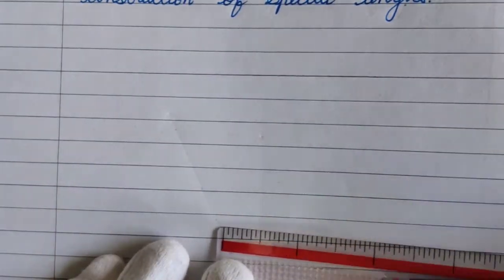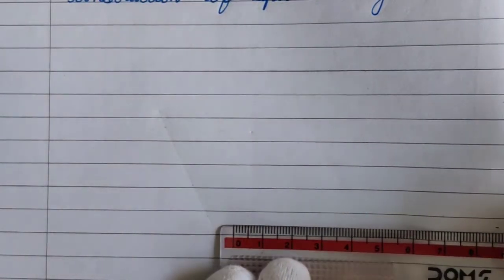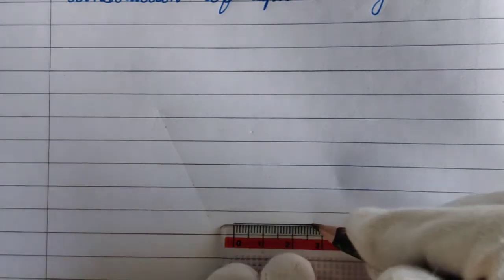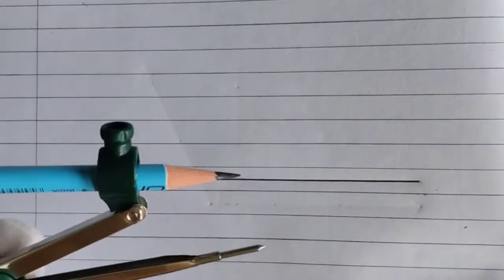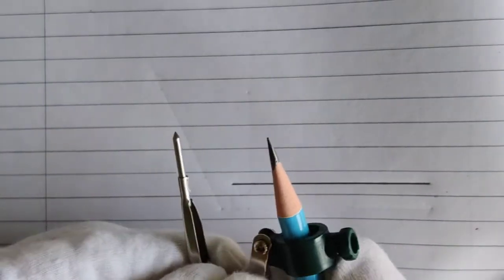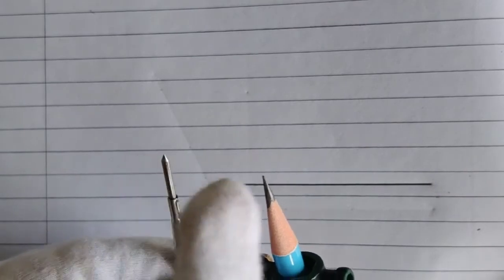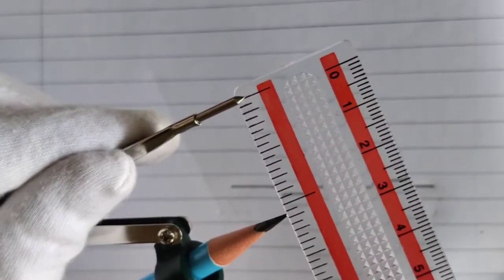Now first of all, let us draw one line of any length. Okay, so here one line is drawn. Now we are constructing special angles, right? Make use of the compass, needle and pencil. You take the radius of the arc. The distance between the pointer and the pencil is called the radius of the arc.